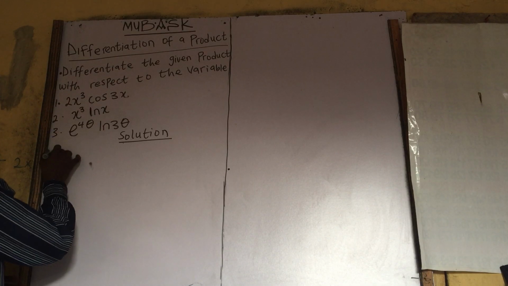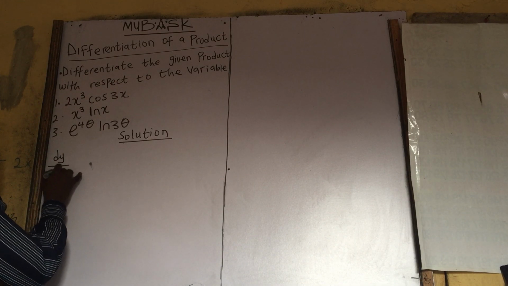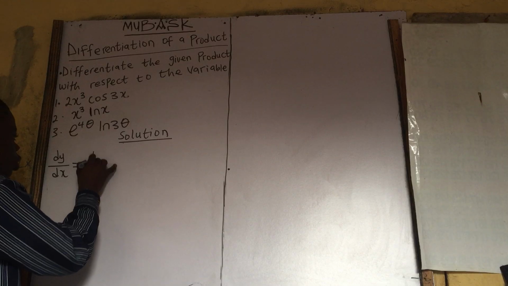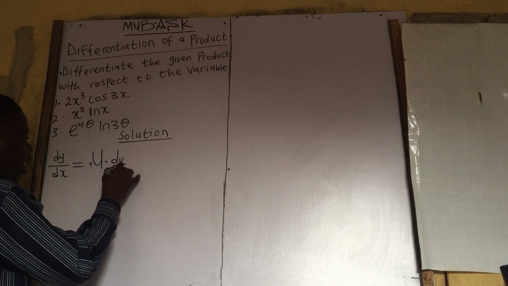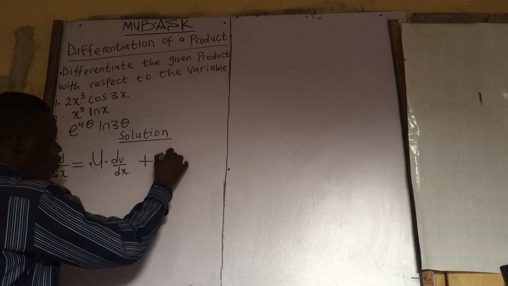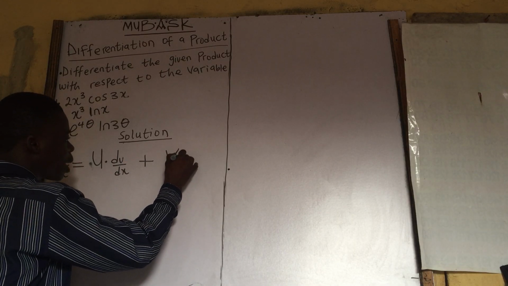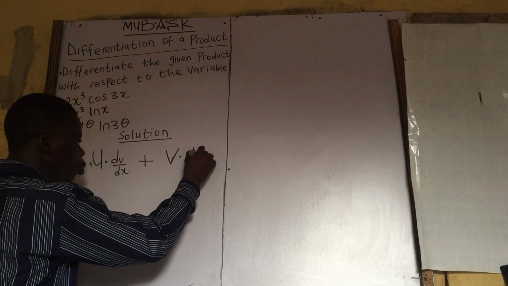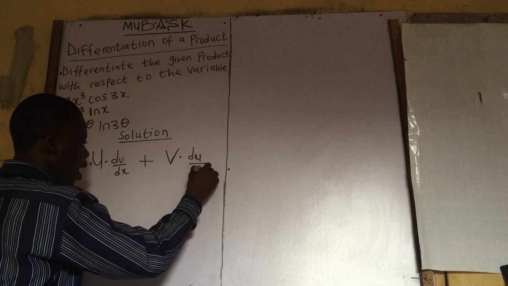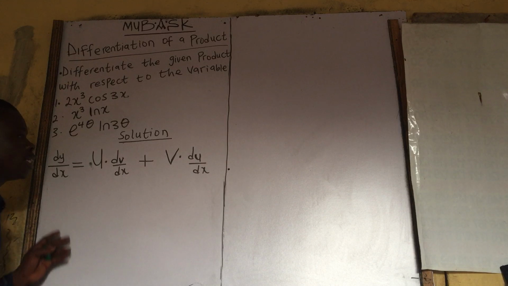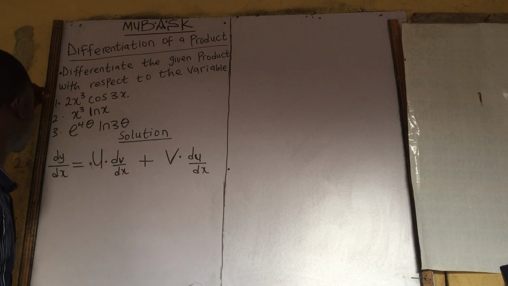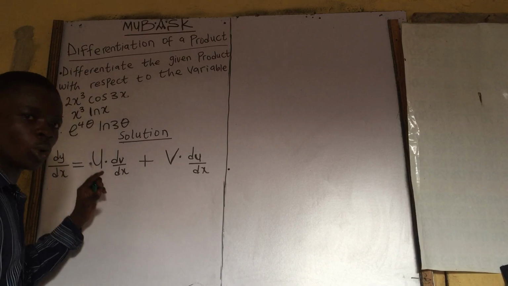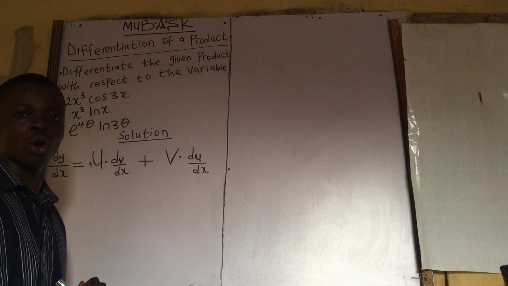We say dy over dx equals u multiplied by dv over dx plus v multiplied by du over dx. This is the formula we are going to use to solve questions 1 to 3. This is the formula for the product rule.